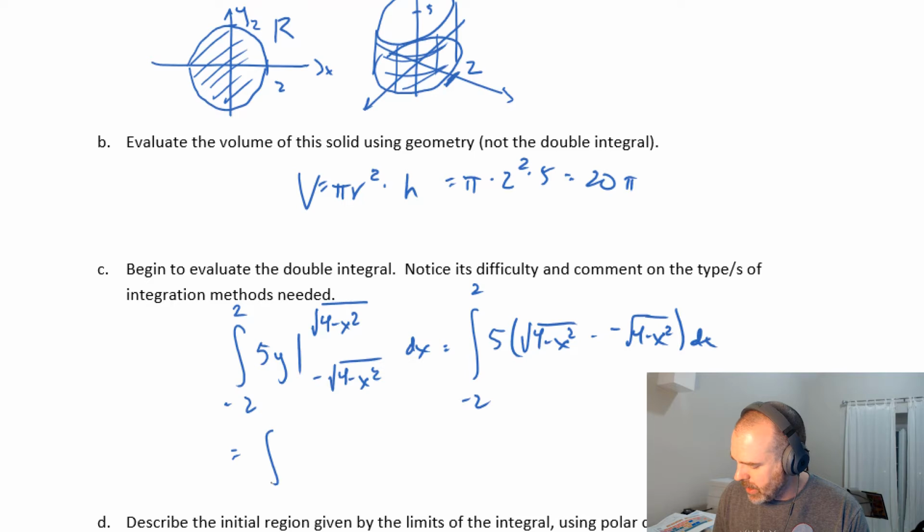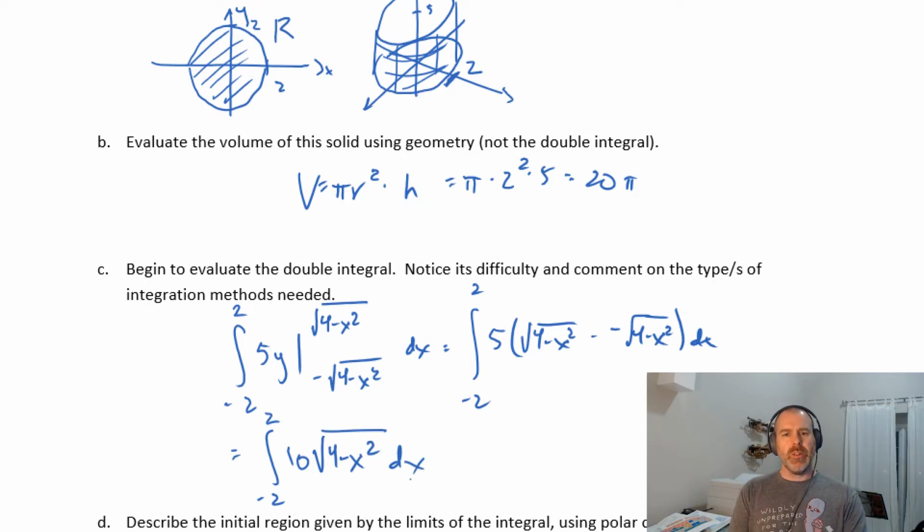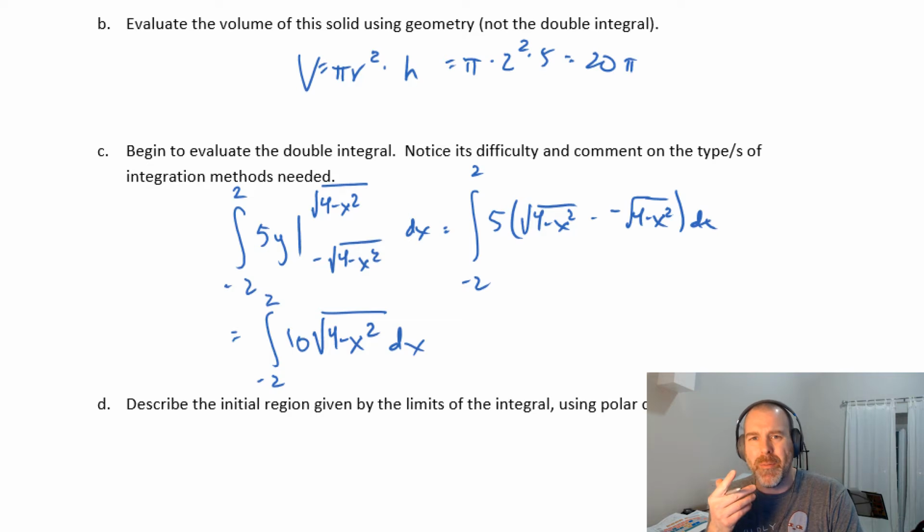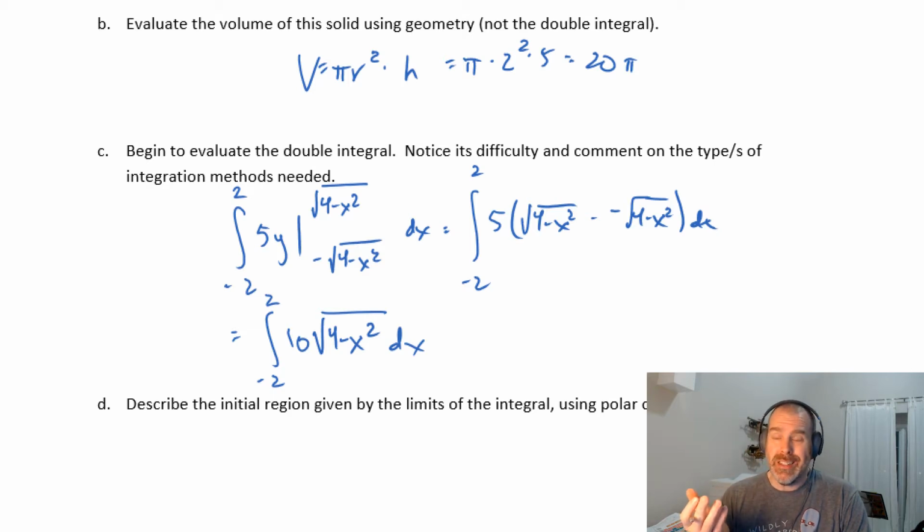Okay, that looks like negative 2 to 2. That'll actually end up being 2 of those. So 10 square root of 4 minus x squared. Let's pause the video for a little bit to think about an integration strategy that you could use here. I mean, it probably is easiest just to use area.